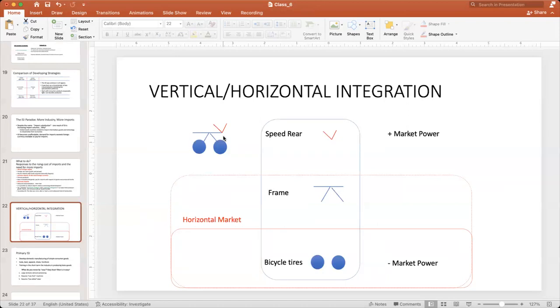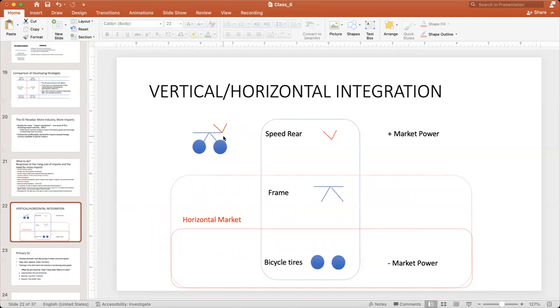And that's it. And we are going to organize or create a ranking using the three elements of the bicycle. We are going to put in the bottom the goods that have lower market power, and we are going to put in the upper part of the ranking the goods that have more market power. What is the market power?